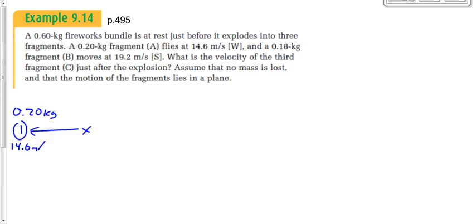Object number 2 goes to the south. It's got a mass of 0.18 kilograms, and it's got a velocity of 19.2 meters per second. Where do you think object number 3 is going to go? Make your prediction now. Commit to something. Where do we think object number 3 is going to go?